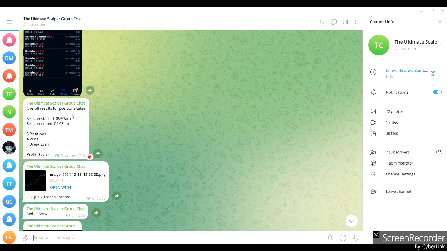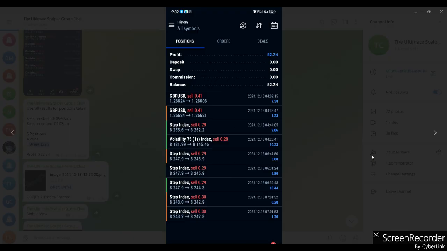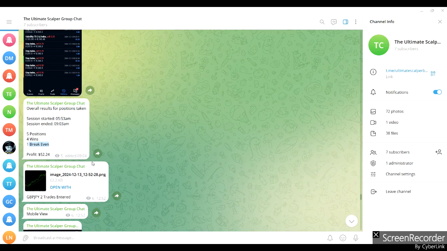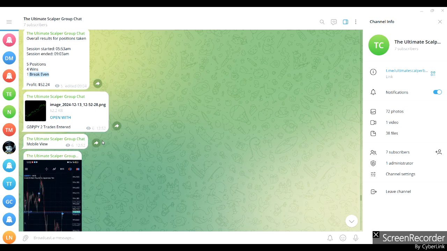And then my overall results at this point, this is 9 o'clock. Started trading at 5:53, I'll say 6 to 9, which is 3 hours. I managed to open 5 positions at this point, and then 4 wins and 1 break even. So we are all blue at this point in time, which is good. And then around 12 I decided to start another session.